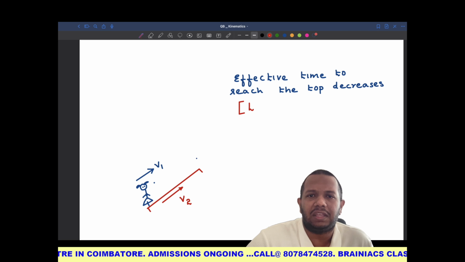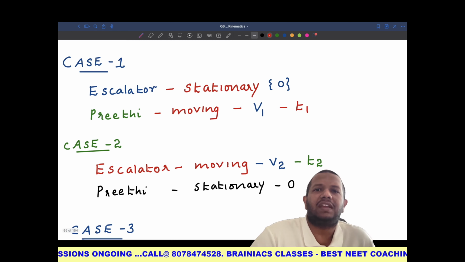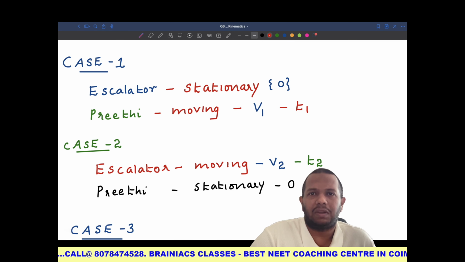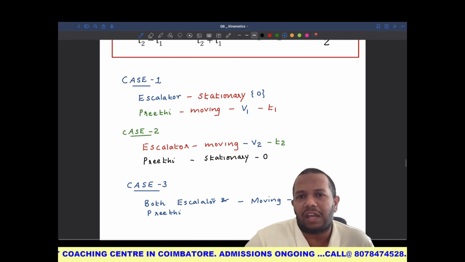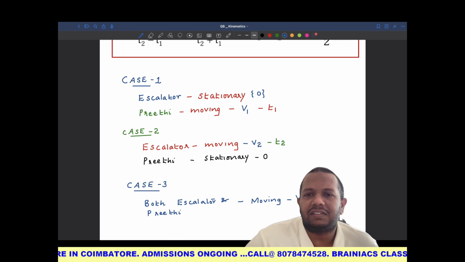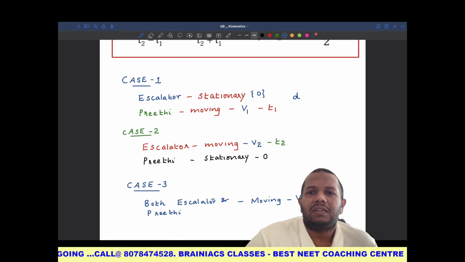So in the first case, we know there is no acceleration in this motion. So in this case, what would be the normal equation we would use? Think about that. We know that distance is equal to speed into time. So let me say the distance we need to move here is d. Speed is v1 and it is taking a time t1.